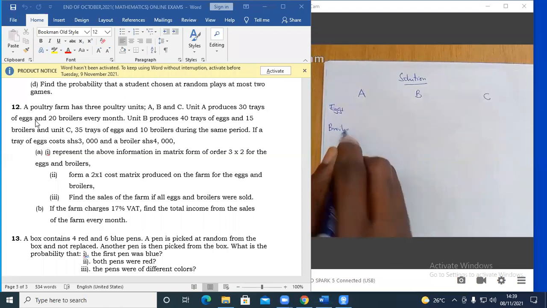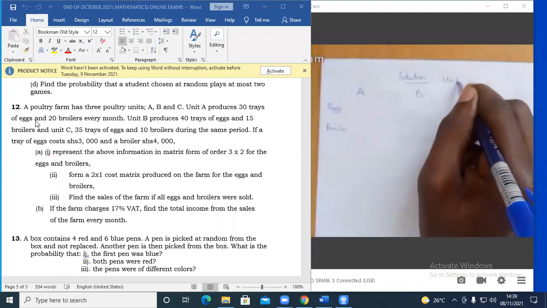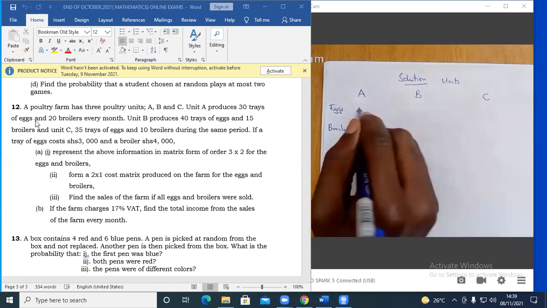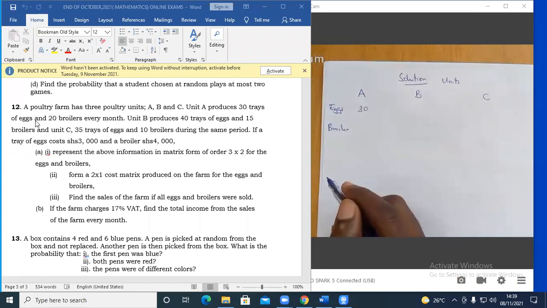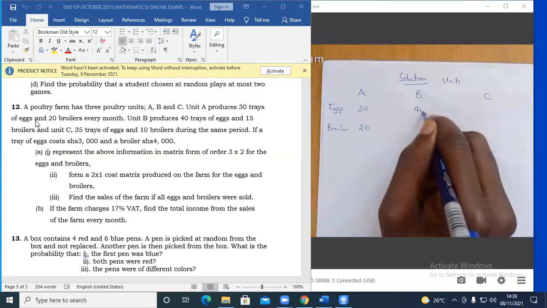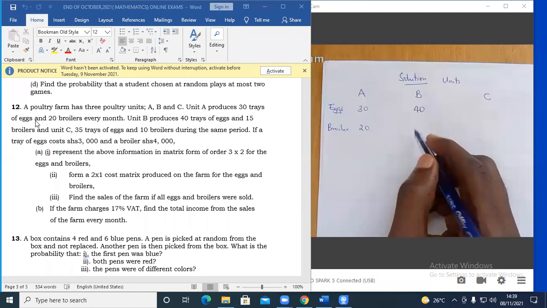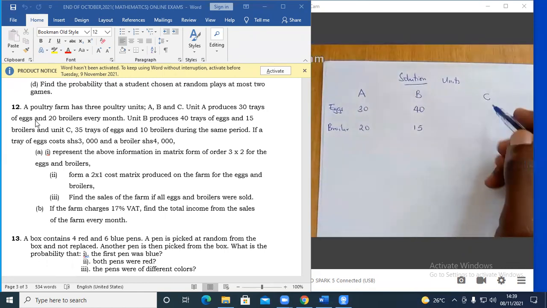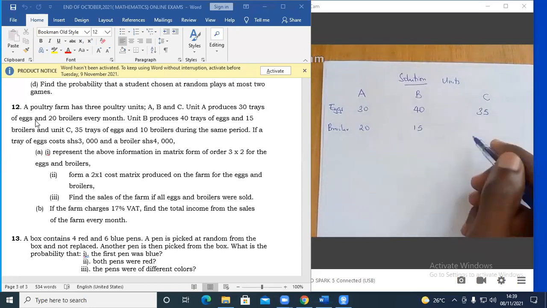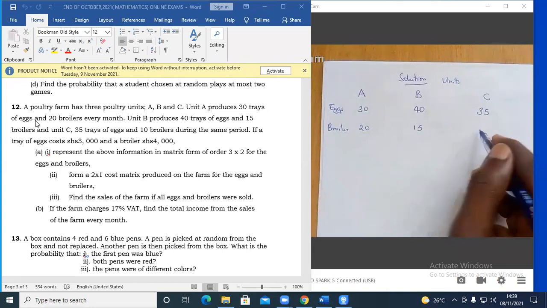In unit A, how many trays of eggs do we produce? 30. How many broilers? 20. What about farm B? 40 trays of eggs and 15 broilers. Are you seeing how I'm presenting mine, members? Yes. Then what about unit C? 35 trays of eggs and 10 broilers.